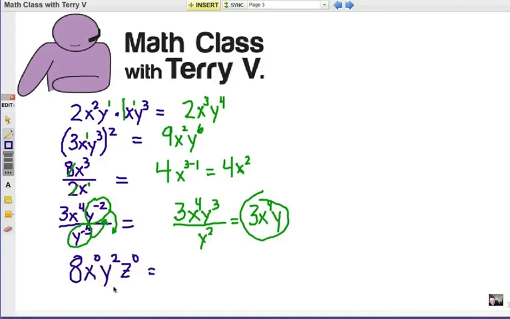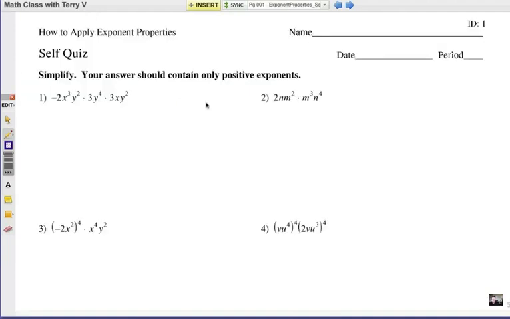And the final rule is the 0 exponent rule. Anytime you have anything to the 0 power, it's 1. So I actually have 8 times 1 times y squared times 1. Anything to the 0 power is 1. So I'm going to have actually 8y squared. All right, so look for that example in some of the later problems on this self-quiz. Here we go. You try these first 4 problems, and then I'll show you the answers and we'll work through it.